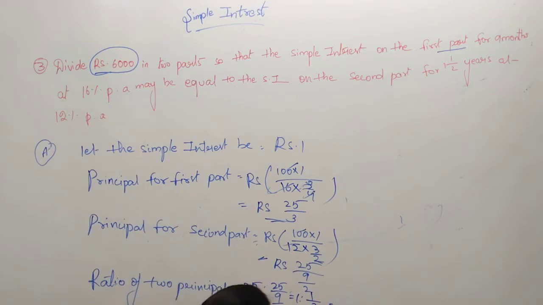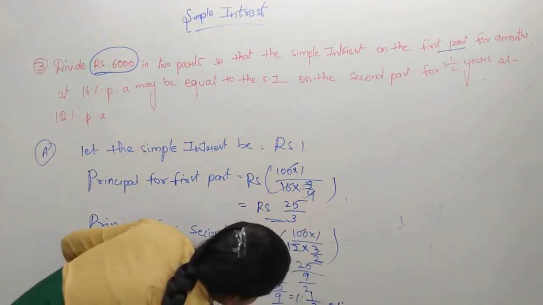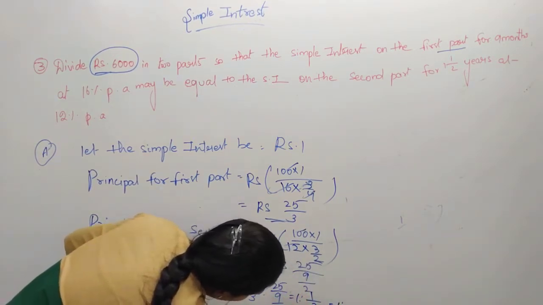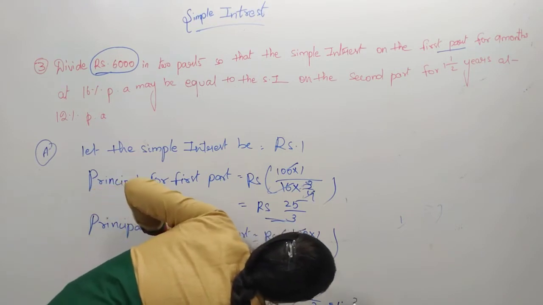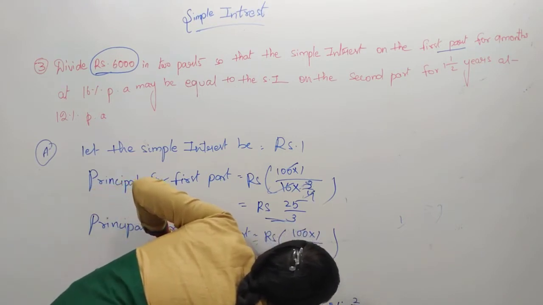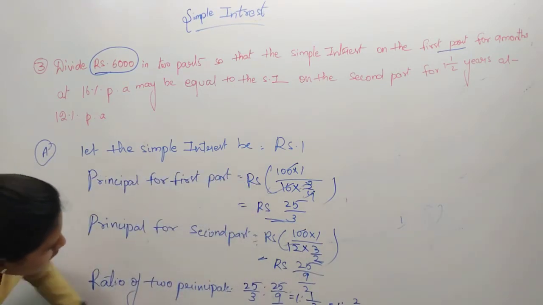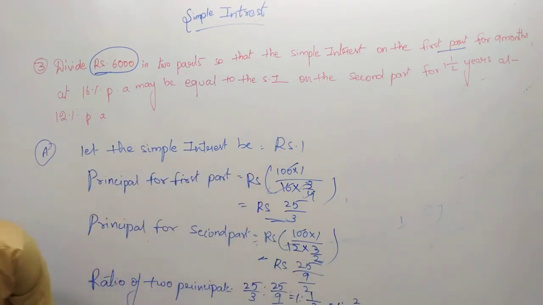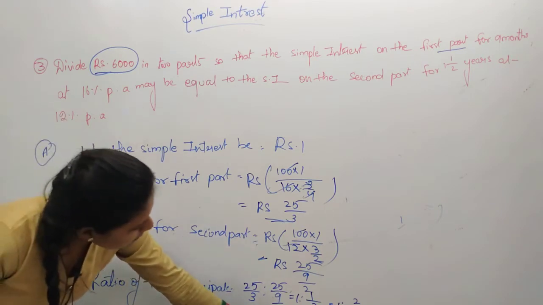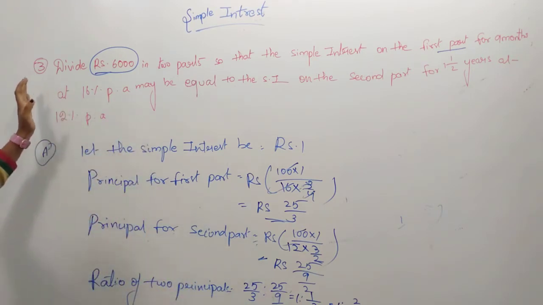By doing this, by doing the reverse of this formula, how much will you get? 1 is to 2 by 3 means how much? 3 is to 2. What is the final ratio you find out? The ratio of the two principals is 3 is to 2. This is the answer you have to find in this question.